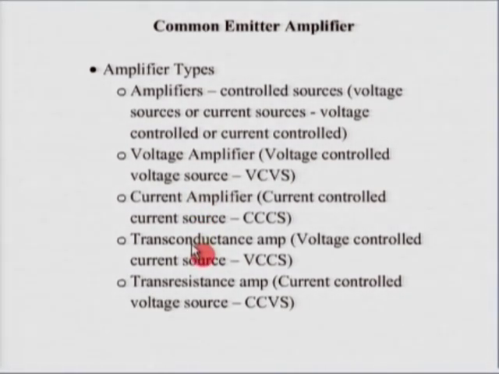When we come to the third type of amplifier, the transconductance amplifier, it is a voltage controlled current source, meaning the input is a voltage whereas the output is a current. Now, the last type of amplifier is called a transresistance amplifier, which is also called a current controlled voltage source, meaning the input is a current and that current controls the voltage source, the output is a voltage.